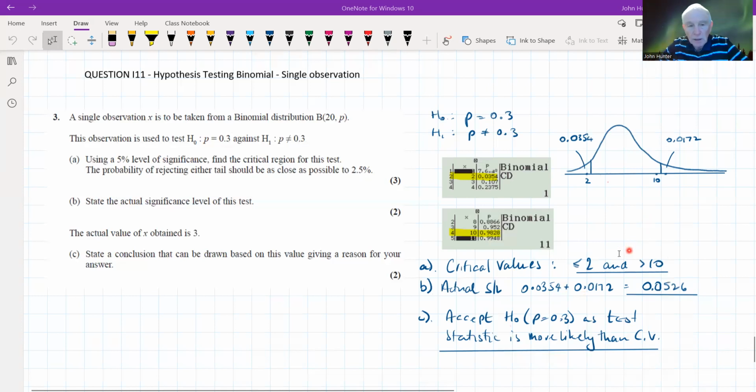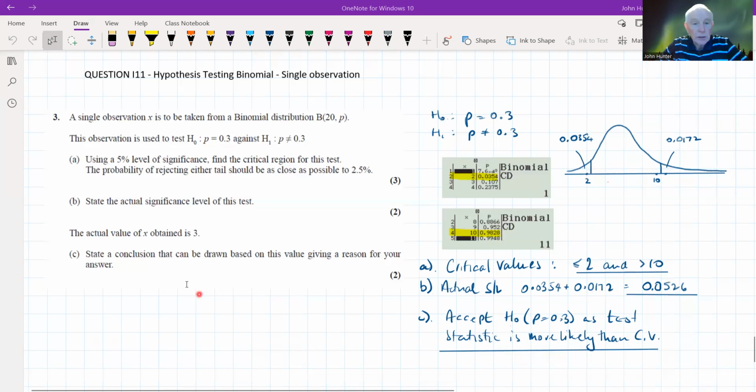So our critical values are less than or equal to 2 and greater than 10. We might say greater than or equal to 11. So those are the critical regions. Anything that falls in between, we would just ascribe to random variation and not really enough evidence to disprove our hypothesis that the probability is 0.3. So the actual significance level of the test is, as we can see here, the sum of these two, 0.0526, not too far away from 5%, in fact.